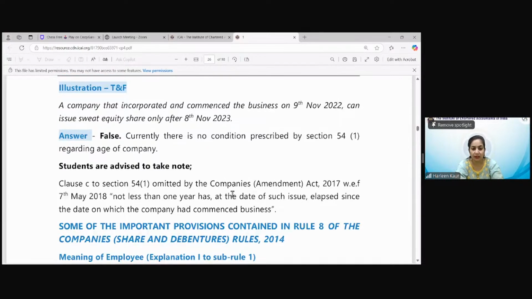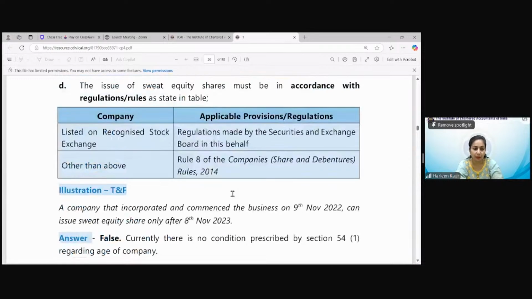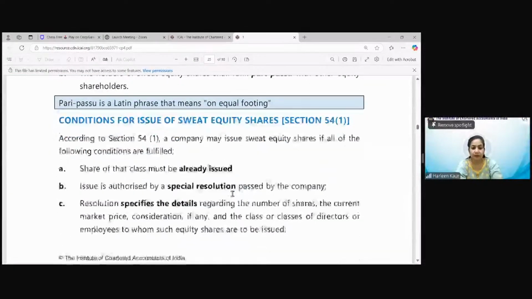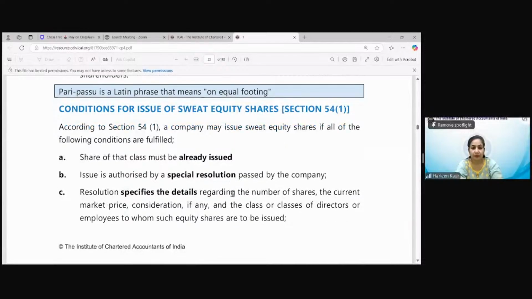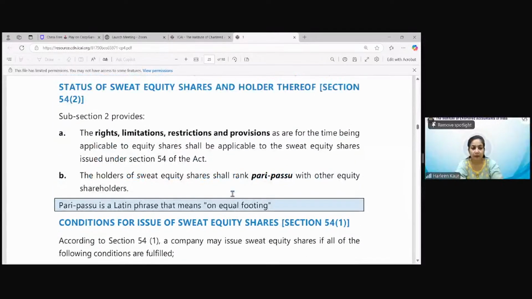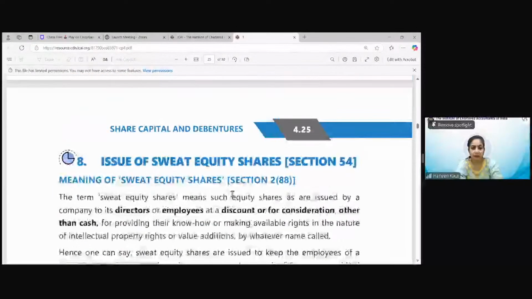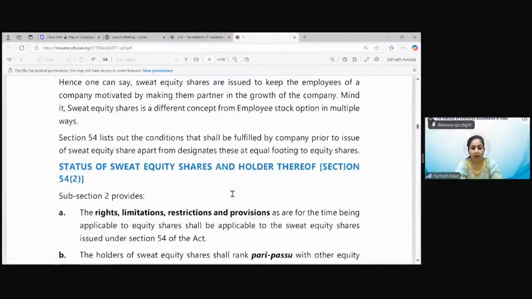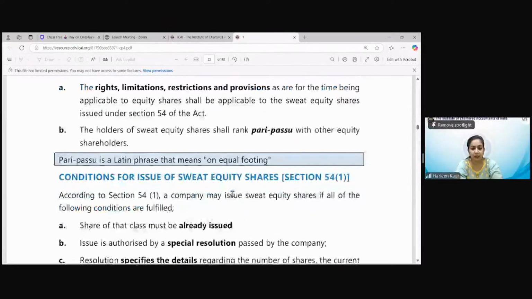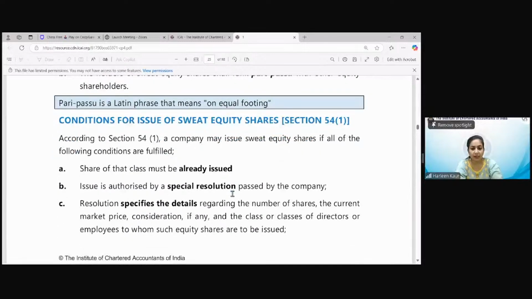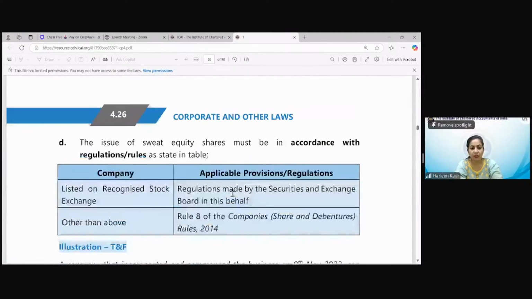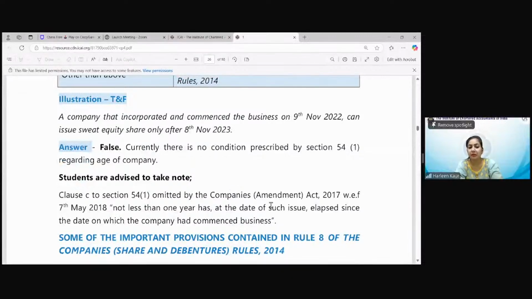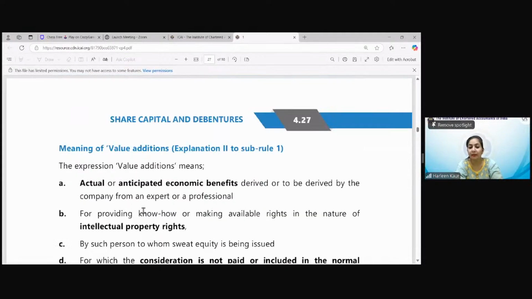Let me show you where it is written, about 54 subsection 1. I think you should refer to my notes for this because we have discussed it in detail over there. I hope, Harsh, you're asking about the same point only. So where it was written 1 year, it has now been omitted by the Companies Amendment Act.